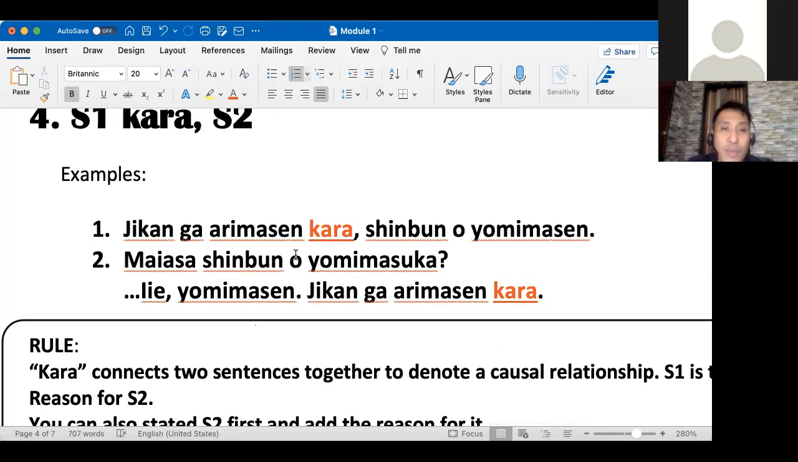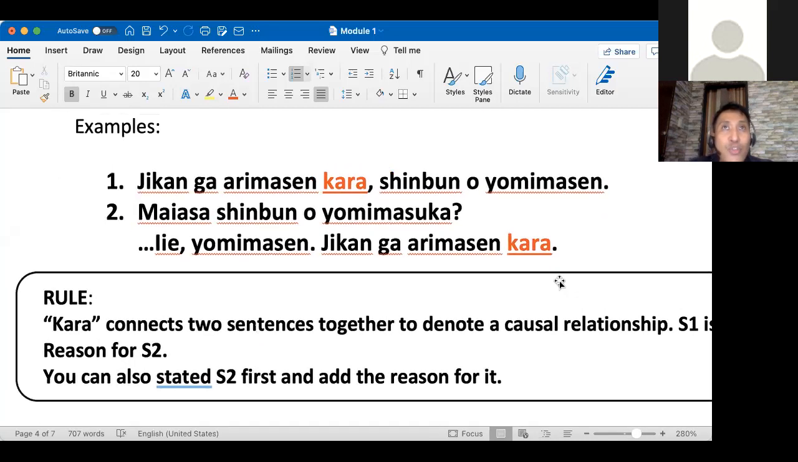So, we have here another example. Maiasa shimbun o yomimasu ka? Sagot. Iie yomimasen. Jikan ga arimasen kara. So, pwedeng ganito din yung gagawin natin. Maiasa shimbun o yomimasu ka? Nagbabasa ka ba ng newspaper every morning? Hindi, no? Iie yomimasen. Jikan ga arimasen kara. Wala akong oras. So, kara here is used to show the reason. So, rason yung sinasabi ng kara, no?